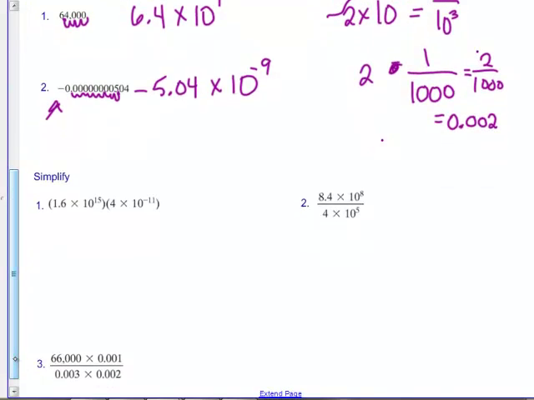We're going to skip these for time's sake. Your calculator's great at them.